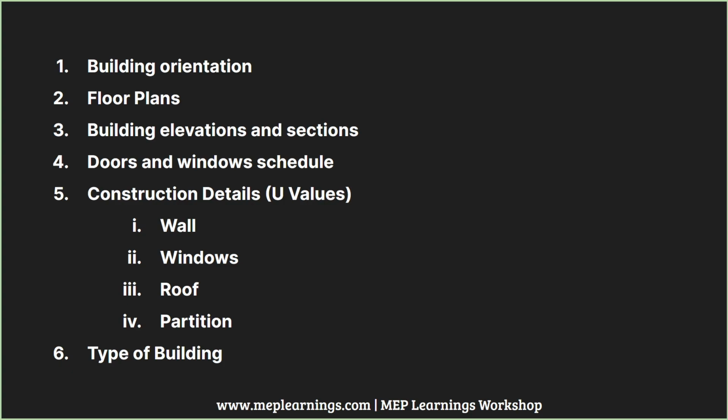Moving forward, we have construction details. In other words, U values. For what? For walls, for windows, for roofs, for partitions. Obviously, all these parameters, walls, windows, will be facing the atmosphere. That means we can expect some kind of heat transfer from those areas. So these particular parameters should be entered as an input for the HAP software.